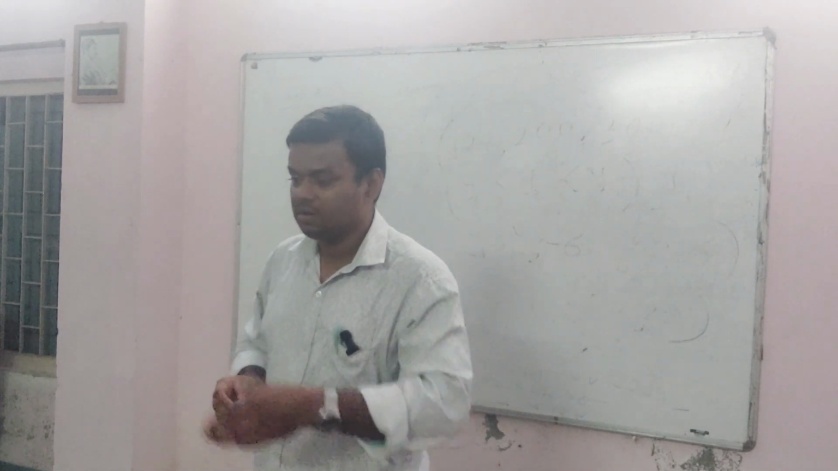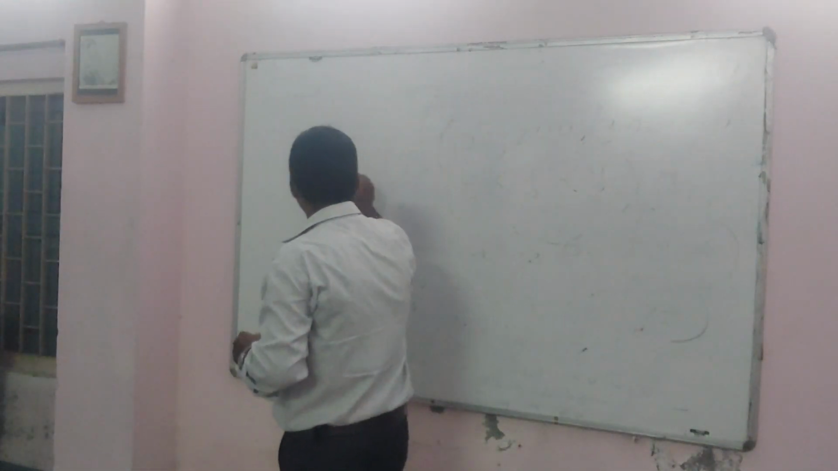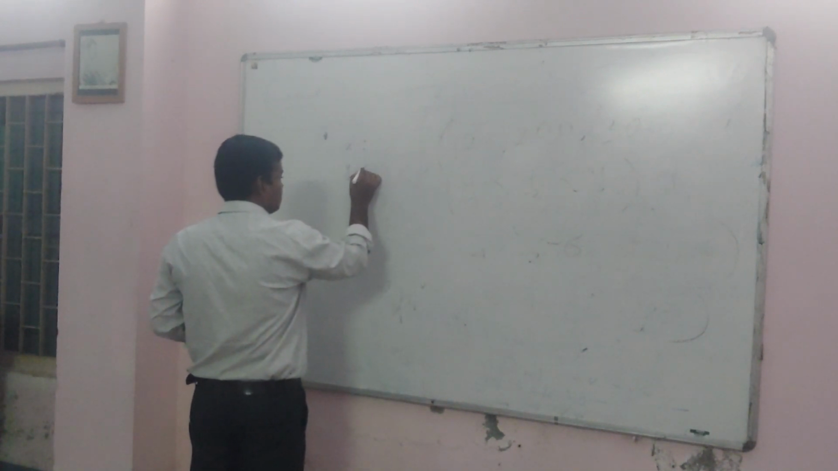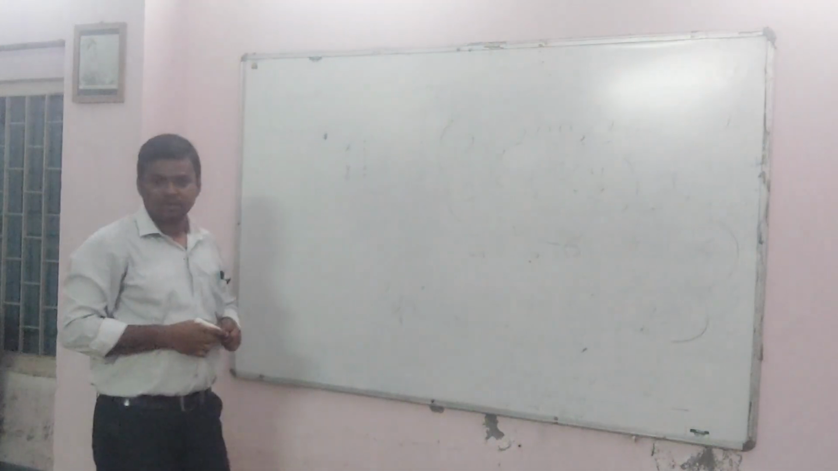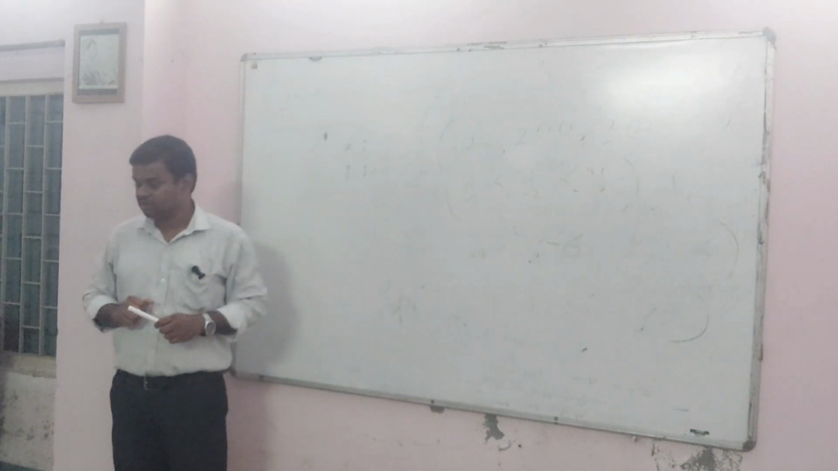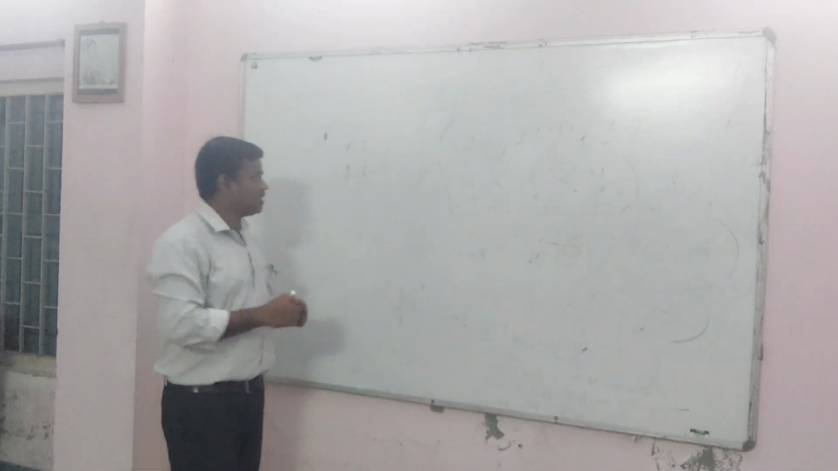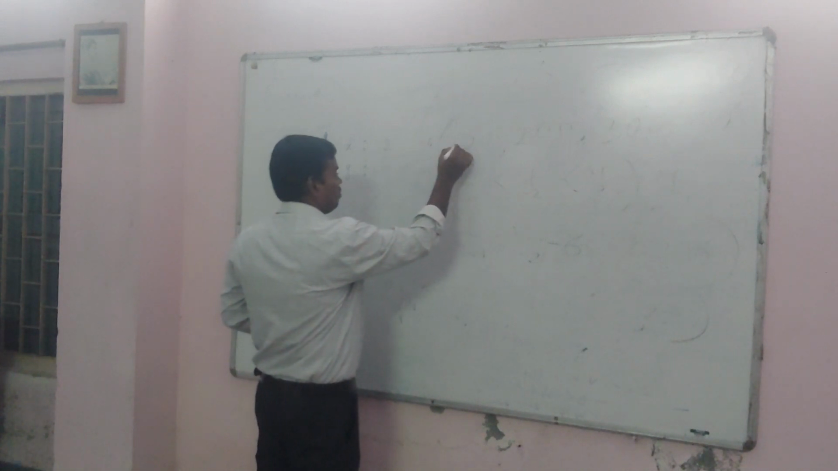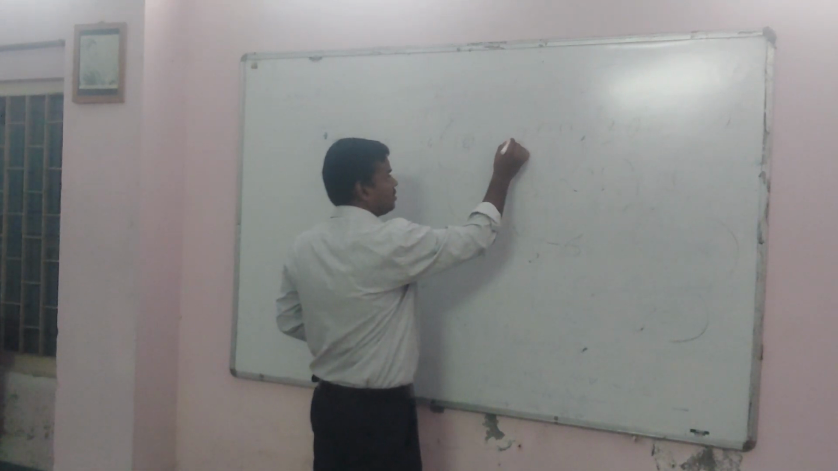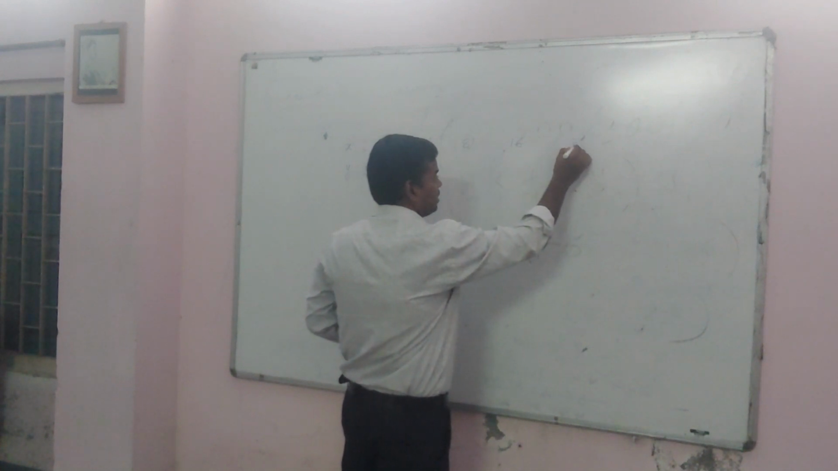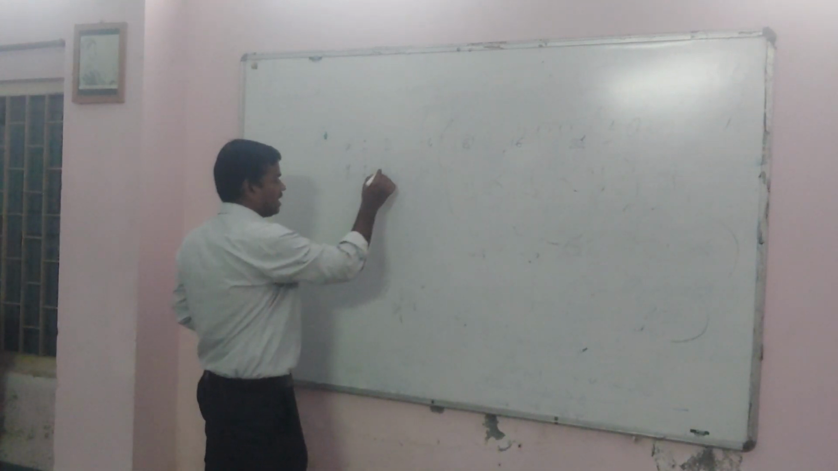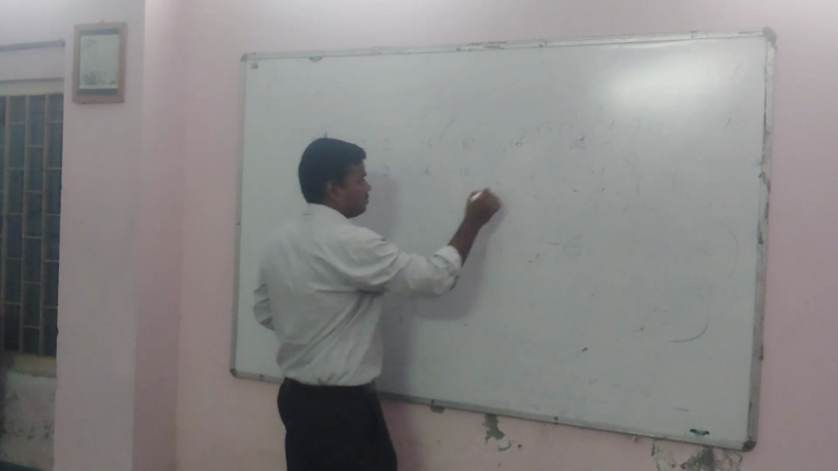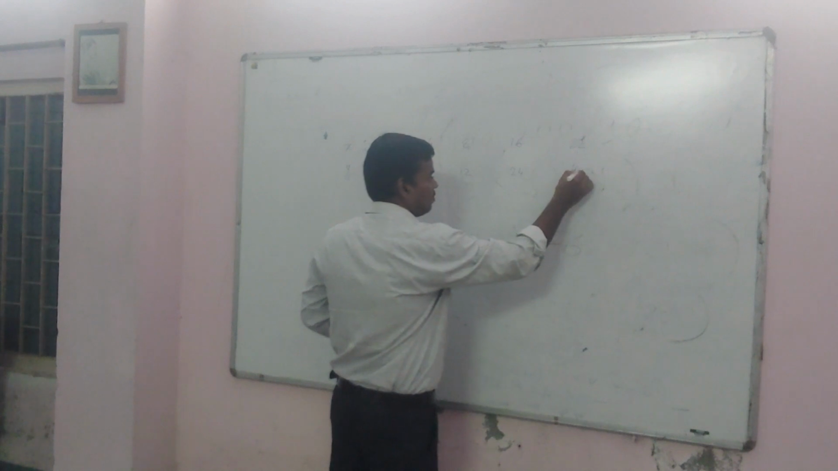For example, we assume x and y. These are two variables. X and y are the two variables, and we also assume that the values of x are like this: 2, 4, 8, 16, 32, and the values of y are, say, 3, 6, 12, 24, 48.